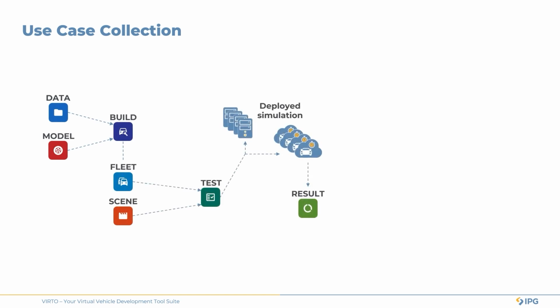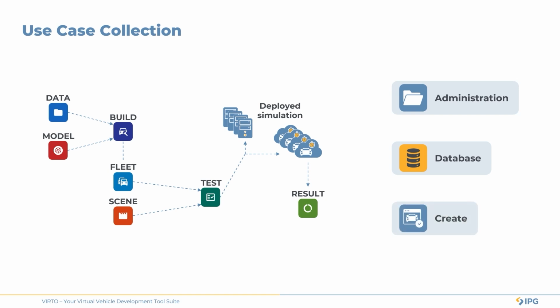The image on the left-hand side of the screen presents VIRTO's workflow, showing how everything fits together. VIRTO's applications are categorized into 3 functional groups: administration, database, and create, each designed to support a specific aspect of the engineering workflow. In the episodes that follow, I'll walk through each app in turn, explaining its role and how it contributes to the overall process.